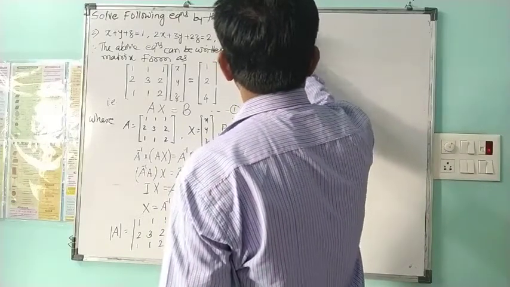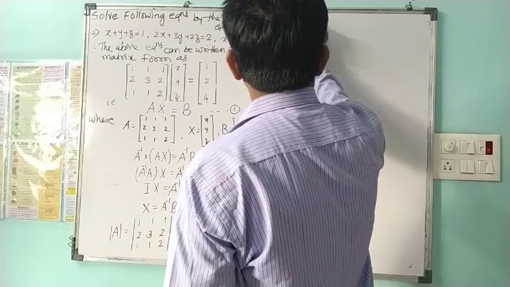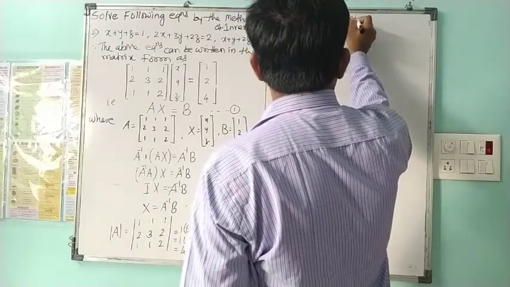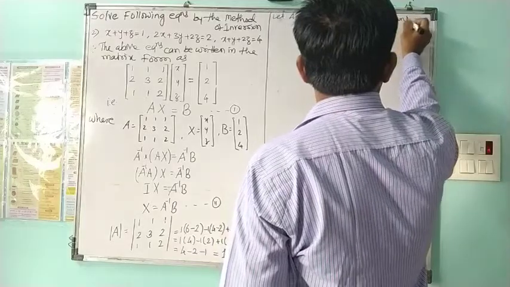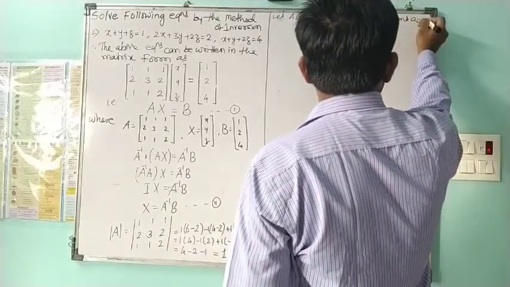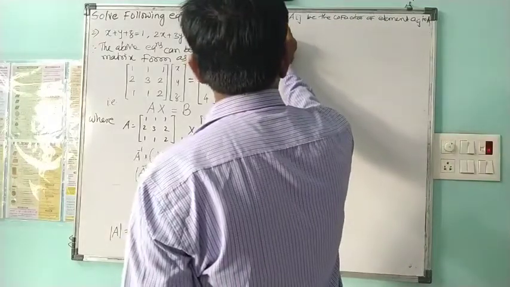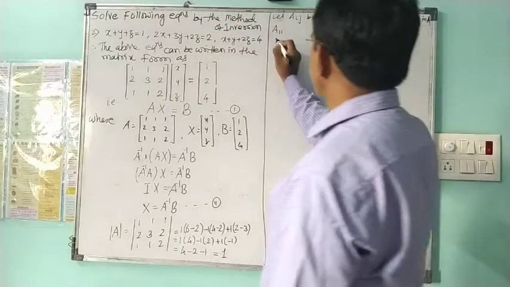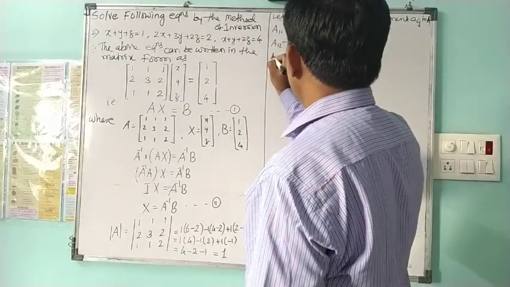So cofactor, that is the symbol we are using as a capital Aij. So Aij is the cofactor of element aij in capital A. The first 3 cofactors are like this: A11, A12, A13.